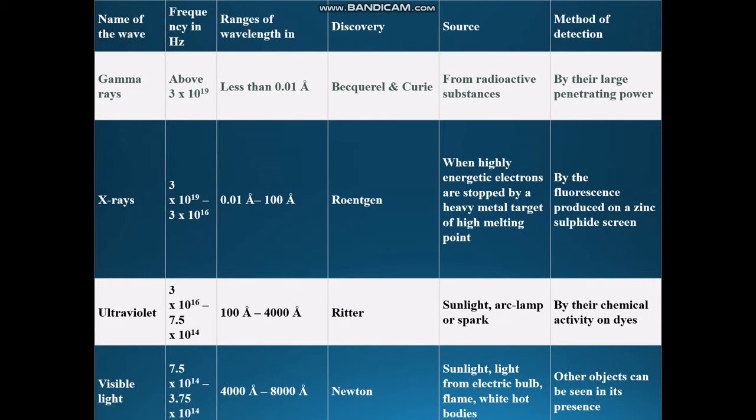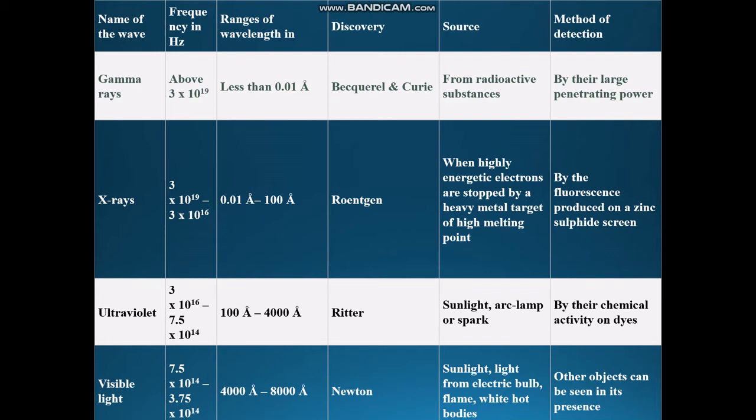Next, we have X-rays. Frequency 3 into 10 to the power of 19 to 3 into 10 to the power of 16 hertz. Wavelength 0.01 angstrom to 100 angstrom. They owe their discovery to Röntgen. They are produced when highly energetic electrons are stopped by a heavy metal target of high melting point. They are detected by the fluorescence produced on a zinc sulfide screen.